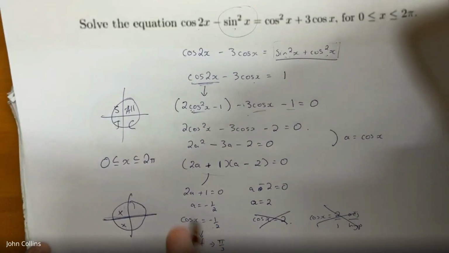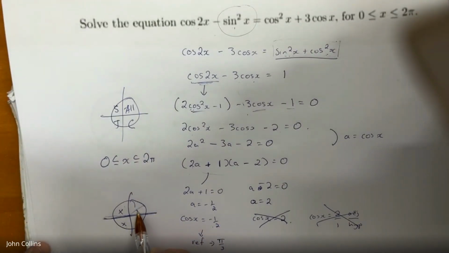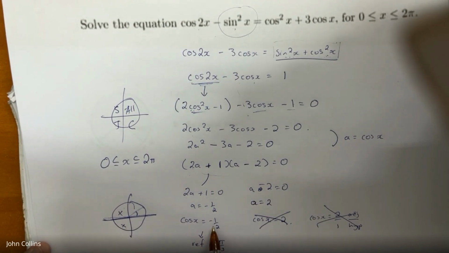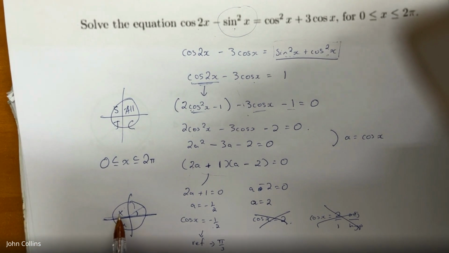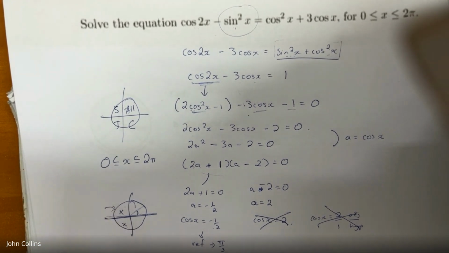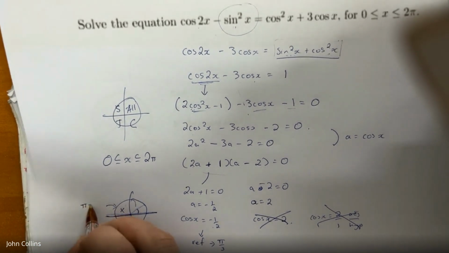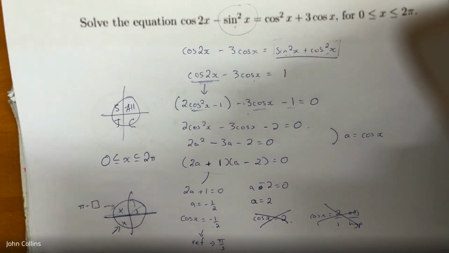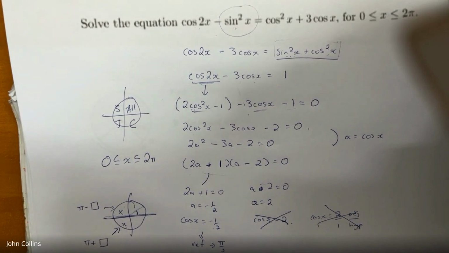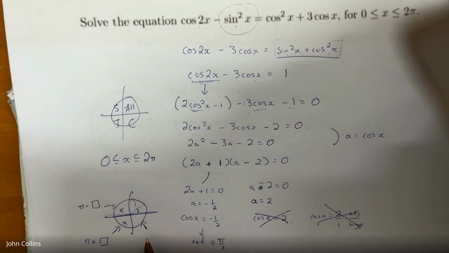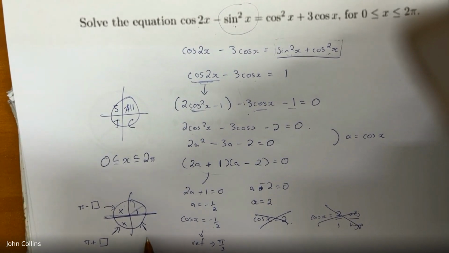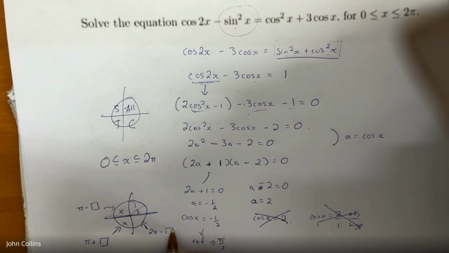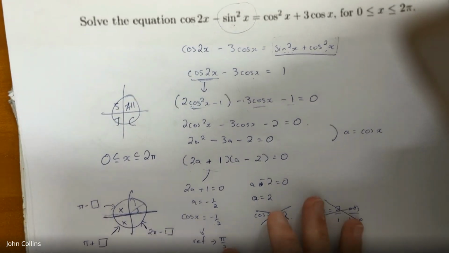Pi over 3 sits in this quadrant. It's 60 degrees. It sits here. That is not the quadrant I want because cosine is negative. So I need to use this quadrant. Anytime you need one in this quadrant, it'll be 180 degrees minus your reference angle. Anytime I need one in this quadrant, it's 180 degrees plus your reference angle. Anytime I need one in this quadrant, it's 2 pi take away your reference angle. That's always.